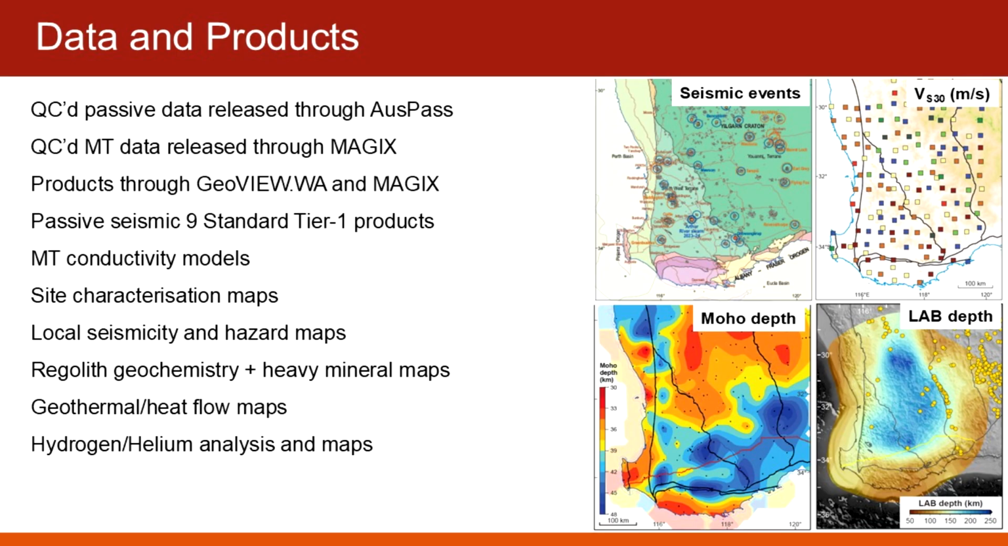We will be producing a variety of MT conductivity models, and then, of course, some of the things like site characterization maps, local seismicity and hazard maps, regolith geochemistry and heavy mineral maps, geothermal heat flow maps, and hydrogen helium analysis and maps and things. They will come sort of in the future as well.